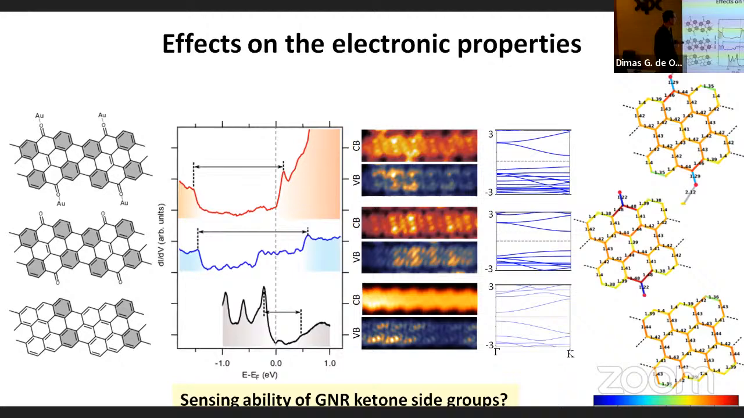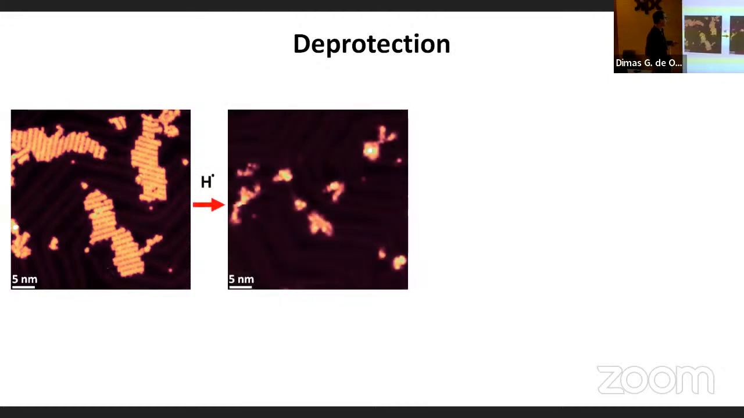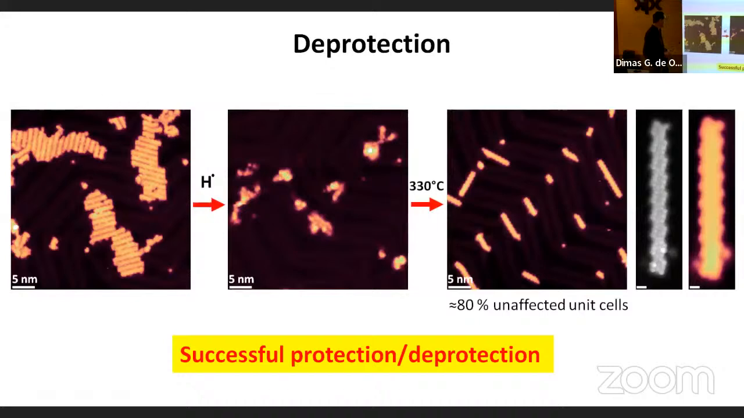But then, to check this reversibility, can we deprotect these protected ribbons with the ketones? What we tried here is, again, a similar trick. We take these ribbons and expose them once again to a source of atomic hydrogen. And this is how the sample looks after doing that. Once again, it becomes buckled, three-dimensional, ugly. But then if we take this sample and anneal it, what we end up having is just dispersed, normal, pristine graphene nanoribbons. So we see that 80% of the unit cells are not affected. We were very happy to see that we have, once again, successfully protected the ribbons and deprotected them afterwards.